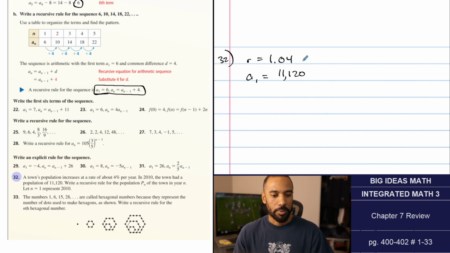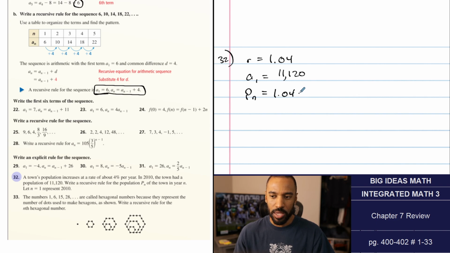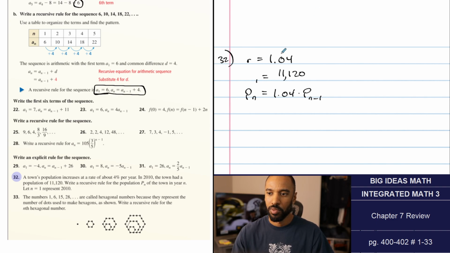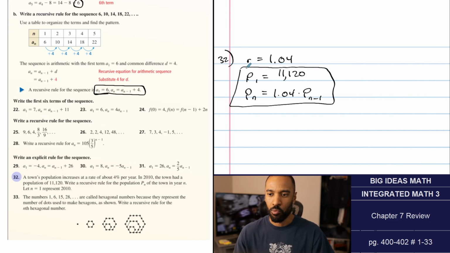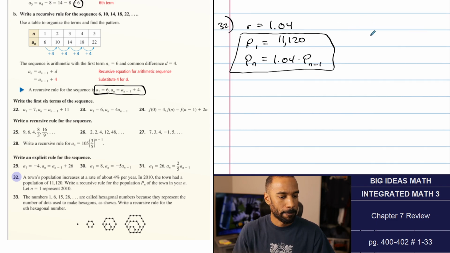Write a recursive rule for the population p sub n of the town in year n. So the recursive rule uses the a sub 1 portion. I'm not going to use a sub 1, actually. I'm going to say p sub 1. So p sub 1 is 11,120, and to get the next set, you've got to multiply by 1.04 to make it increase. If it was decreasing, by the way, your common ratio would be 0.96. You'd subtract 0.04 from 1 in a case like that. Is that it? I believe that's it.